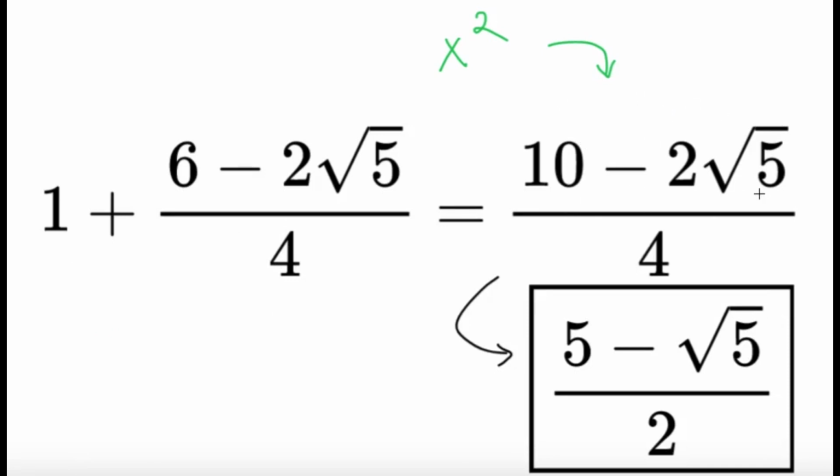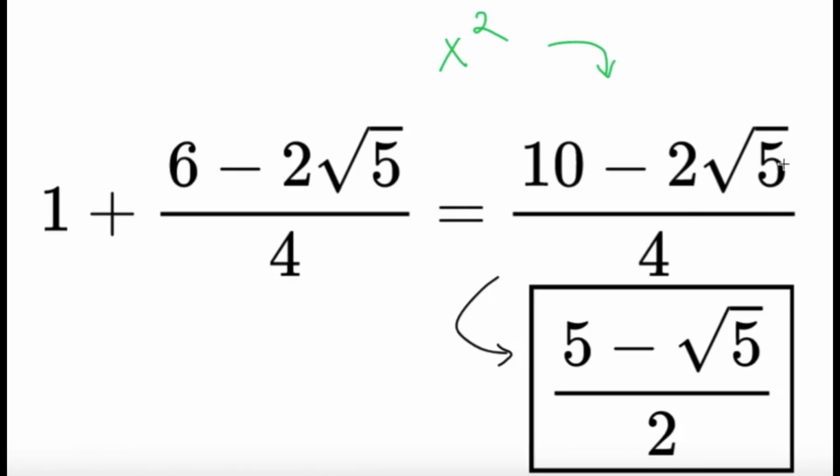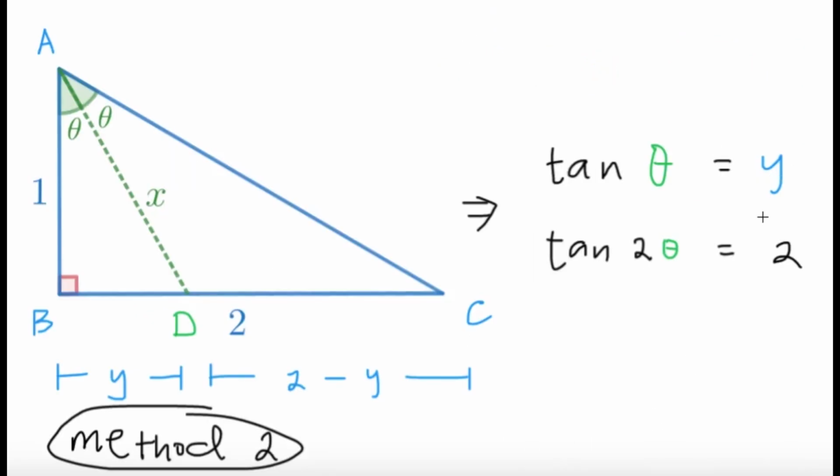Again, just don't forget to simplify. We're going to get that the value of x squared is going to be 5 minus square root of 5 all over 2. Now, that's one way. And we can kind of get the value of y that we got here, the square root of 5 minus 1 over 2, via trigonometry. Now, we can use the fact that we have a trigonometric ratio using tangents. So we'll be able to get two values for tangents.